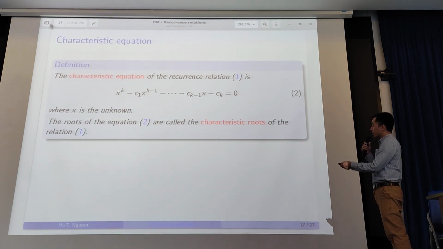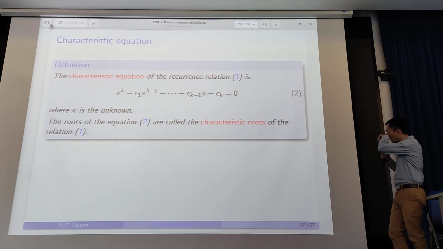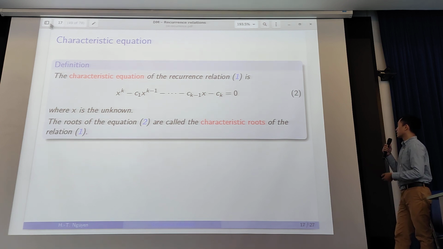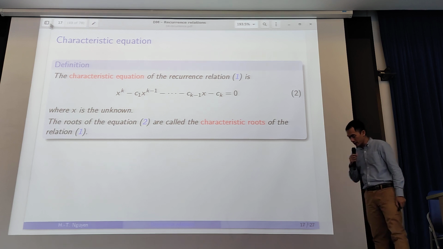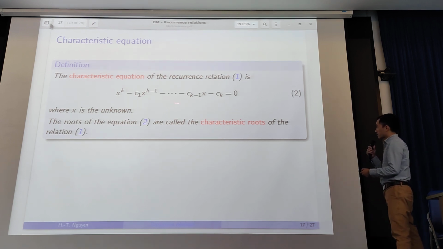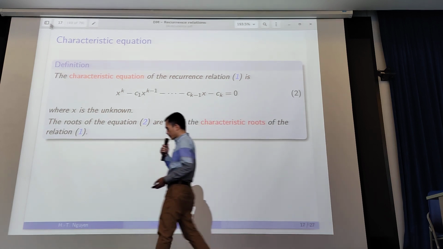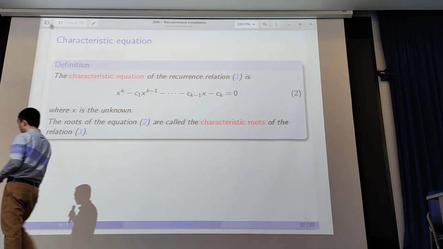So this corresponds to an. You can see an minus 1, and so on. So this is a1 and a0, n minus k plus 1 and n minus k. Okay. So this equation is called the characteristic equation.